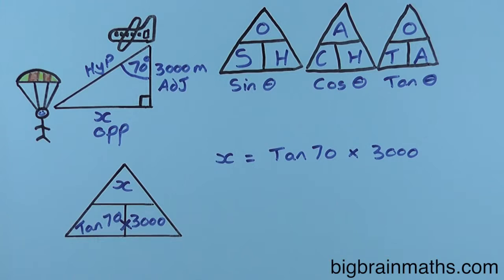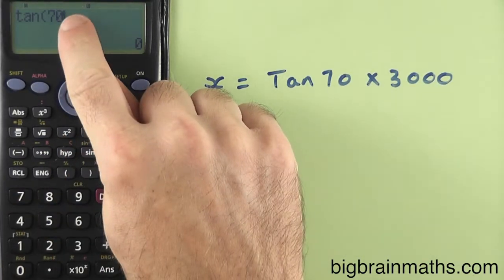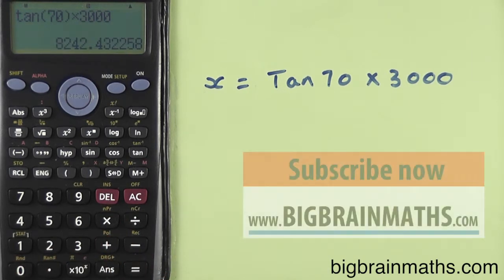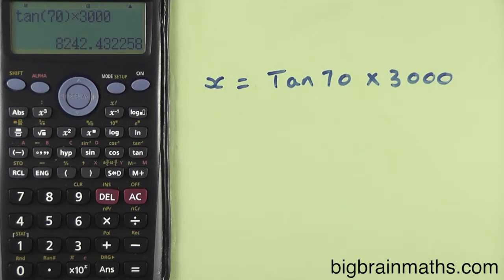To enter this into our calculator, we type it in exactly how we've written it in our workings. So we press tan 70. We need to close that bracket, multiplied by 3,000. Now this gives us a decimal answer. Now always round your answers to 2 decimal places unless the question tells you to round to something different.